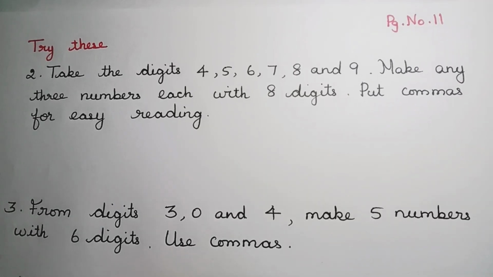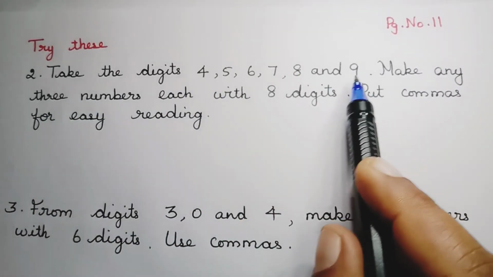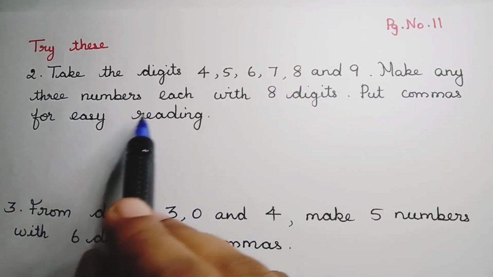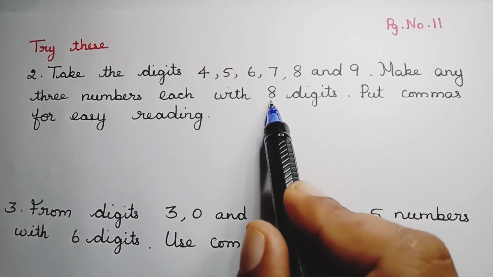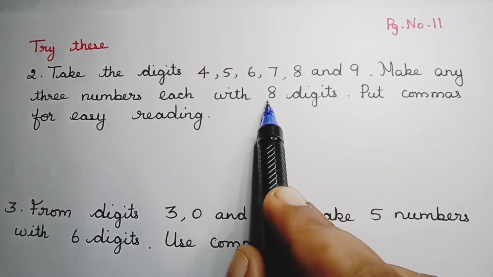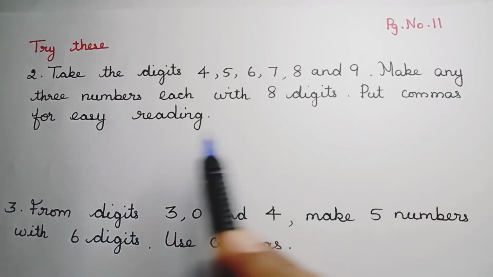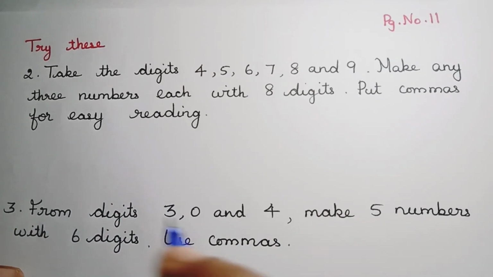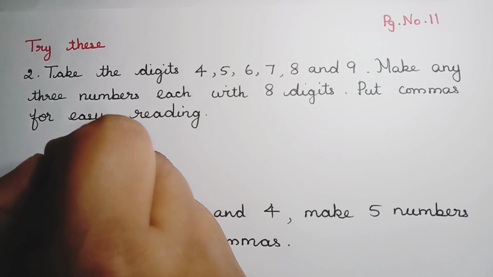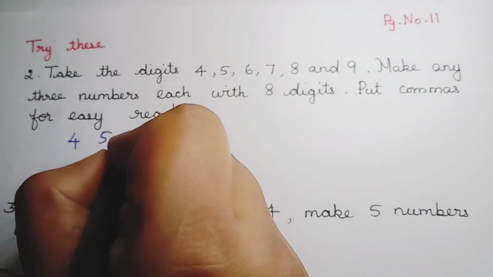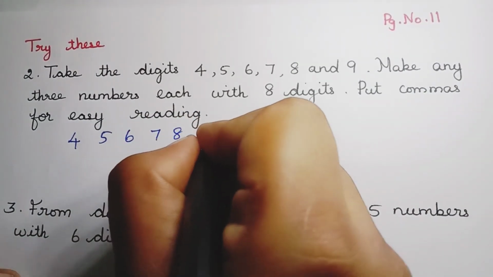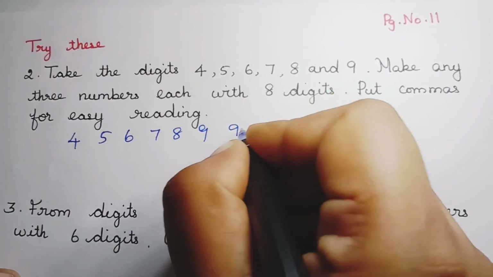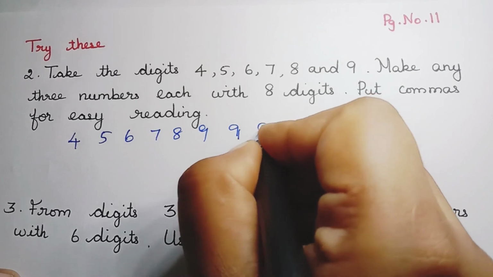So the next question is, the digits are given, some 6 digits are given, make any 3 numbers each with 8 digits. So you can repeat the numbers. Okay, 8 digits. Put the commas for easy reading. So we will try to write the answers. So we will write as such: 5, 6, 7, 8, 9. So we have only 6 digits to use. Here you can repeat the numbers.